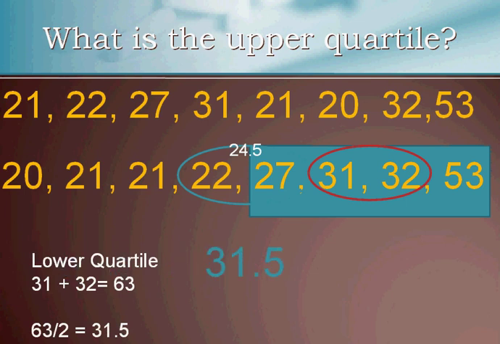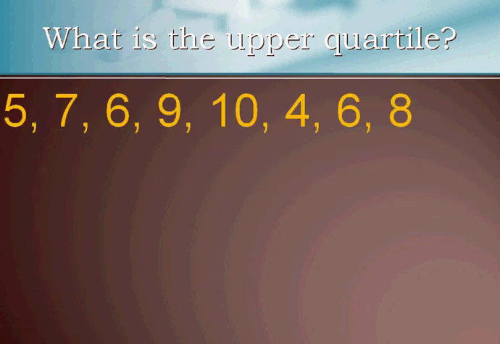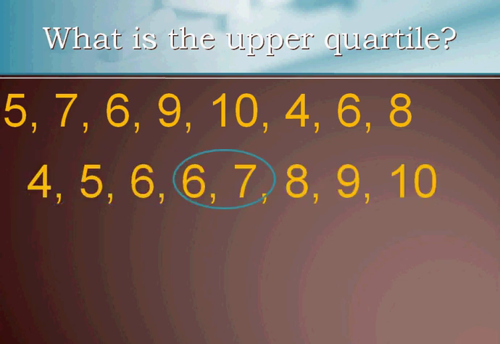Try this one on your own and pause the video to check yourself. Put the numbers in order. Find the median, which we need to average to find in this case. Find the median of the upper half of the data. Again, we have two numbers in the middle, so we need to average those.